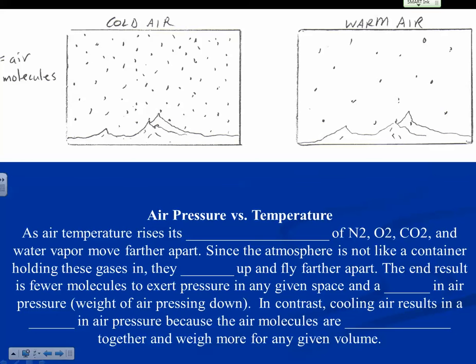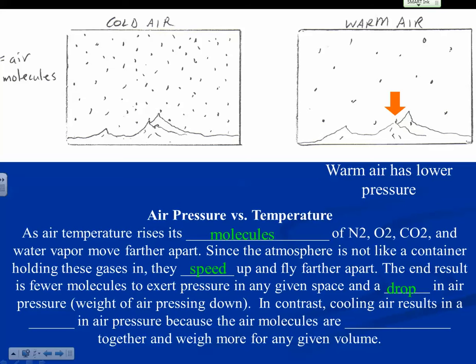Okay, next factor, air pressure versus temperature. And here's another little story. As air temperature rises, those molecules again move farther apart. Remember, they're moving faster, so they spread out. Since the atmosphere is not like a container holding these gases in, they speed up and fly farther apart. The end result is fewer molecules in any given area to exert pressure and a drop in air pressure because of that. So the weight of air pressing down becomes less.